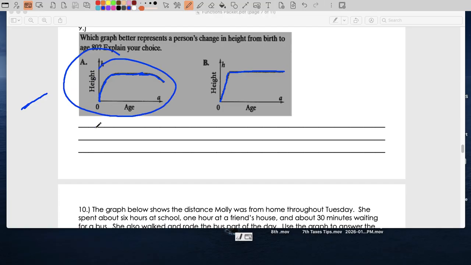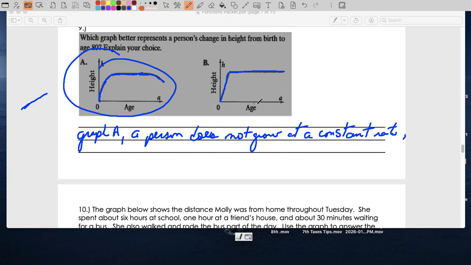So explain your choice. Graph A: a person does not grow at a constant rate. You don't grow, let's say, 1 inch per year until you're 18, or 2 inches, or whatever. Constant rate, right? A person does not grow at a constant rate, therefore it is not linear. It's not a straight line, right? That's why I didn't choose this one.